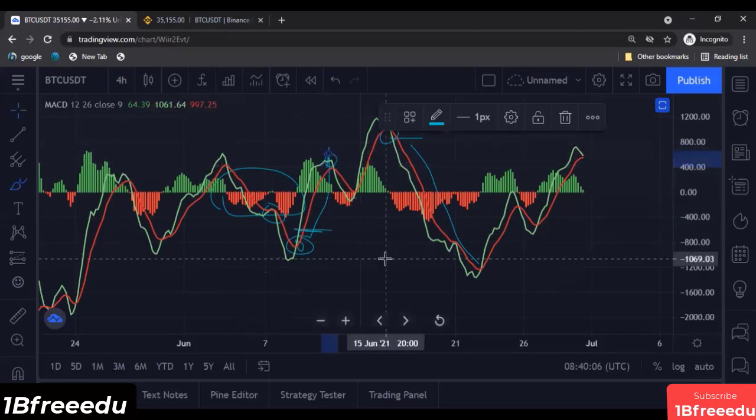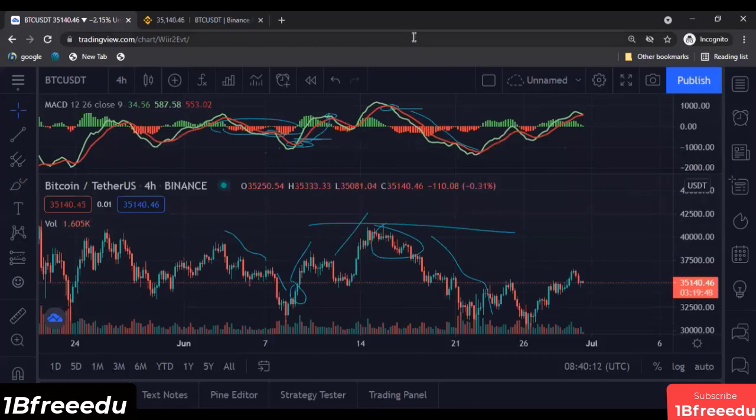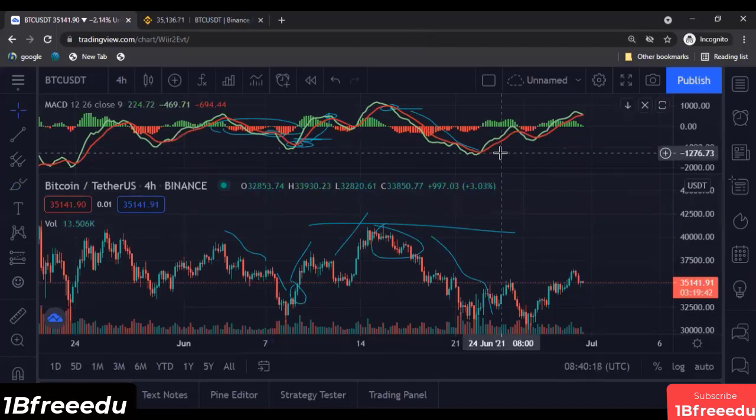So this crossover is pretty important in order to take the profit. But again, I'll repeat that you would need other indicators together with it in order to check whether or not the prices would rise.